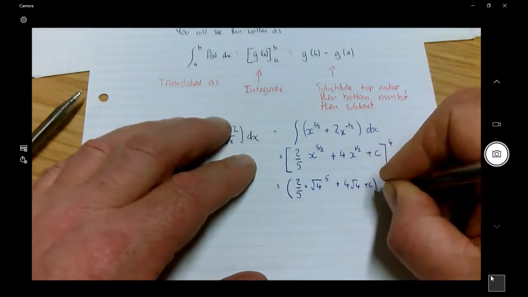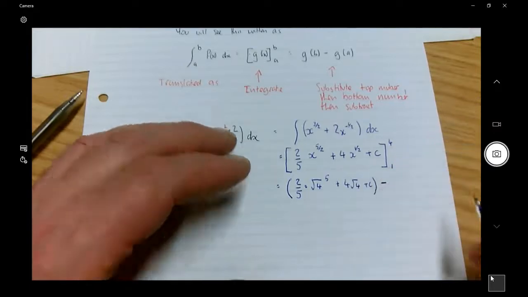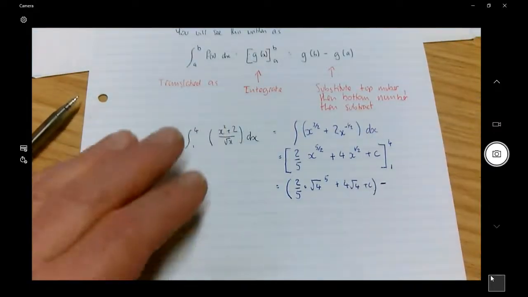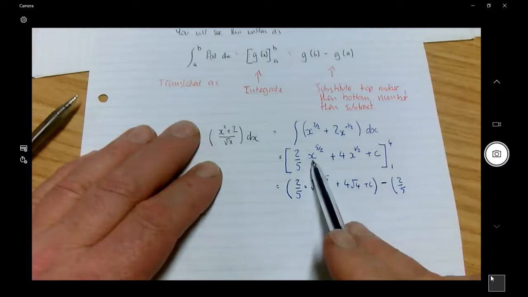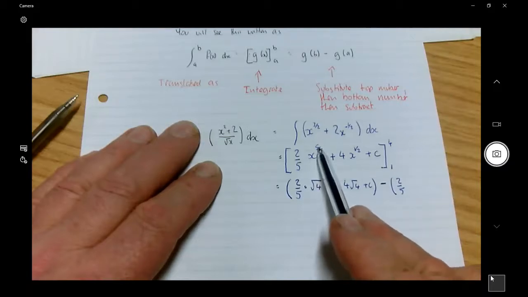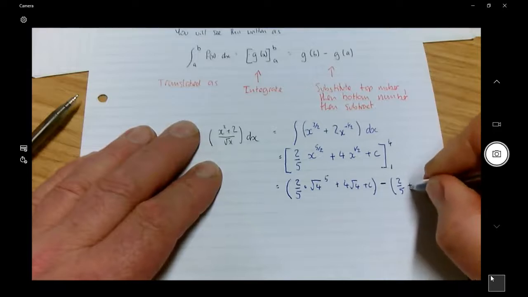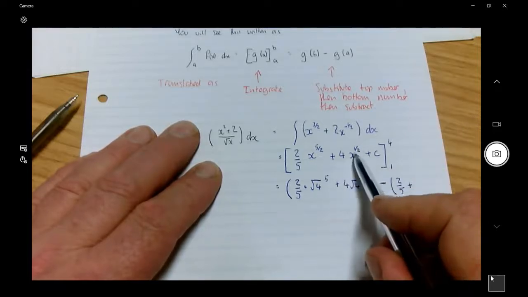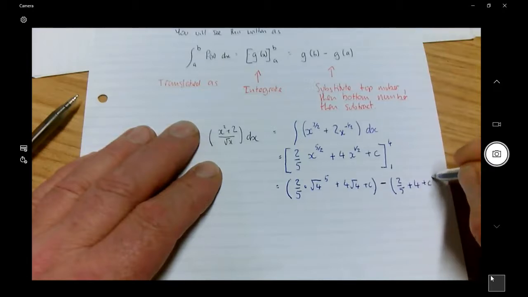Plus c. Minus. And now I'm going to put 1 in there. So it's 2/5. Now 1 to any power is 1, so I can just put 2/5. Plus 4, square root of 1 is 1, is 4, plus c.